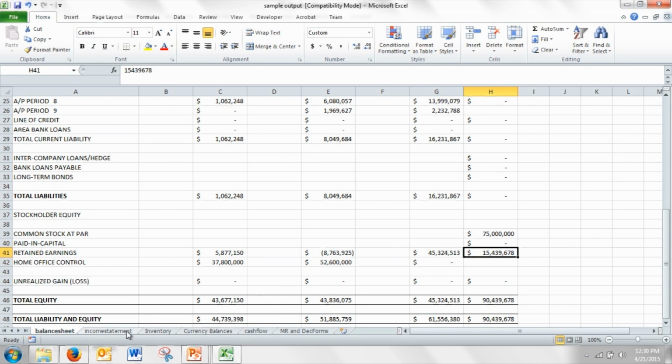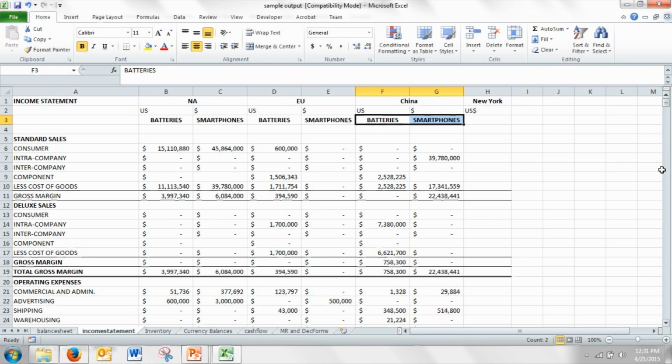Okay, your income statement is also in dollars. And you can see this team looks like they're selling batteries and smartphones. You can see your consumer sales here, 15 million and 45 million respectively in North America. And you can see they have intra-company sales. So they have sold smartphones from China to another area. So it looks like they're actually feeding their smartphones from China into North America and selling them there.